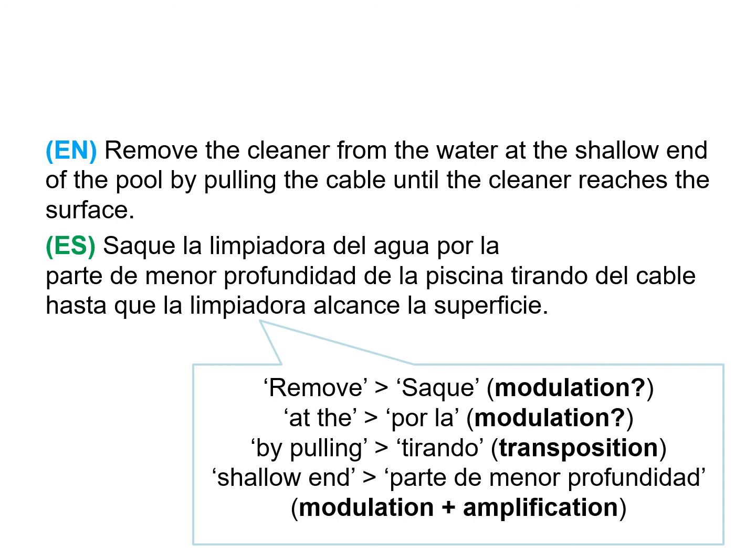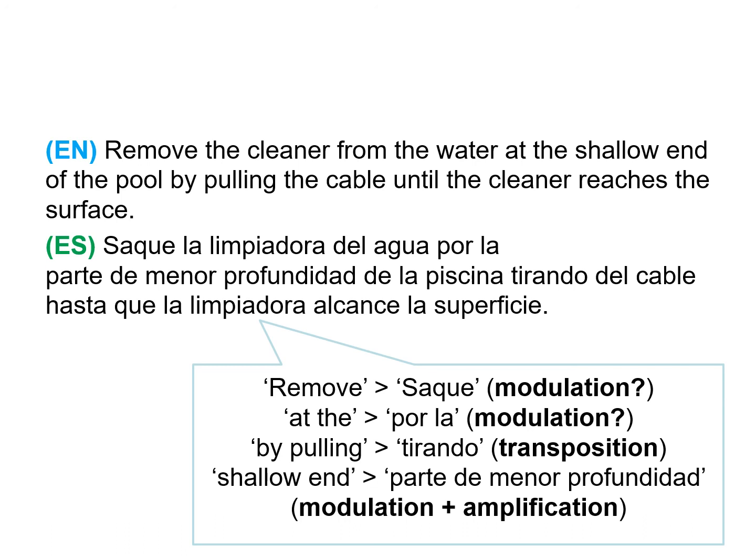Then we have at the, por la. So we have in this case also a slight change in meaning by pulling, tirando. So by doing this, tirando, in this case we can see a transposition. We have a preposition and an ing form by pulling, whereas in the Spanish, tirando, the gerund, includes this element of how to or manner in the source language, and this is beautifully transferred with this slight change of part of speech or structural change.